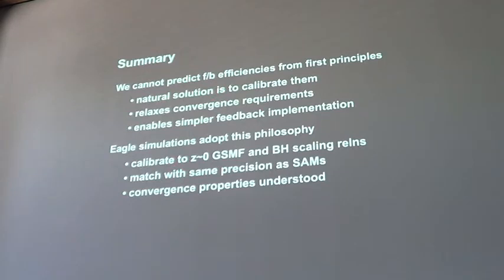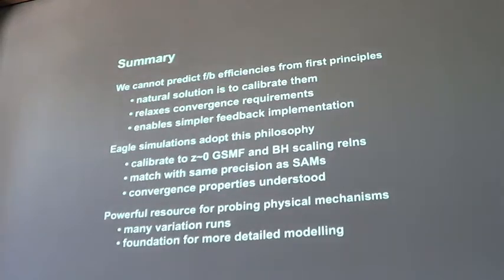As I say, there's a big team of people working on this. By calibrating to the redshift zero mass function and the BH scaling relations, we're able to get our feedback working in a way that I think is doing very well. We can now get a match with the same sort of precision that until now has been really the preserve of semi-analytic modeling. And our convergence properties are well understood. I think we can really get to grips numerically and analytically with why our convergence properties are as they are. So it should be a powerful resource. Please come and talk to us if you want to use the simulations.